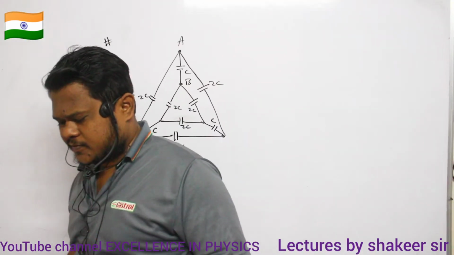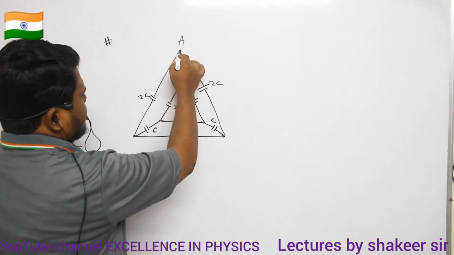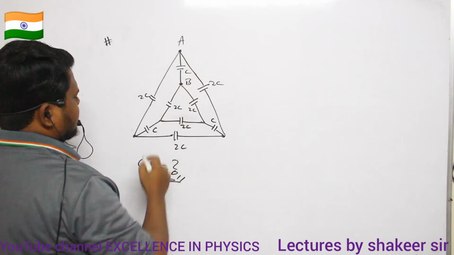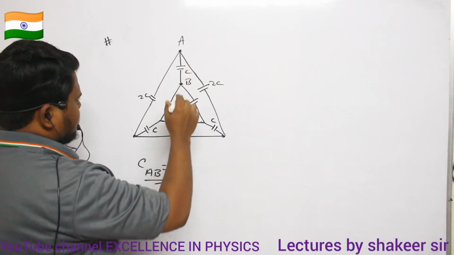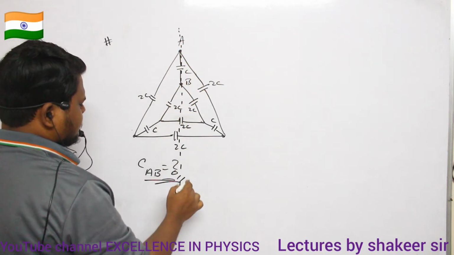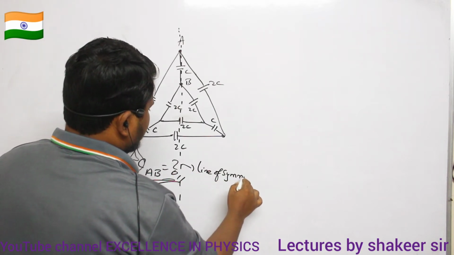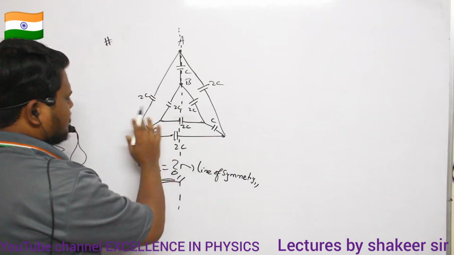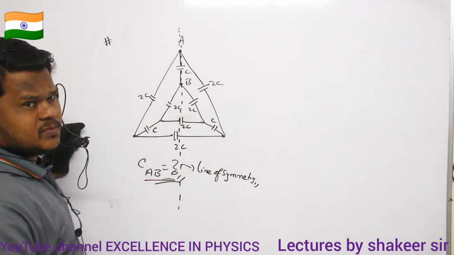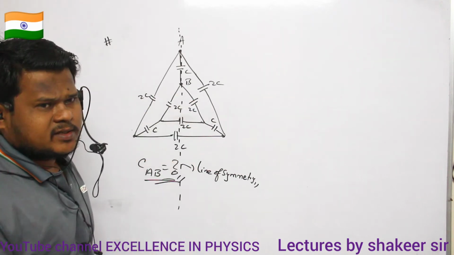Can you say how I can solve this problem? See, this is the line about which A and B both are present. So if I draw a line, this will become my line of symmetry. About this line, the right side and left side of this circuit are exactly symmetrical. Are you able to understand?